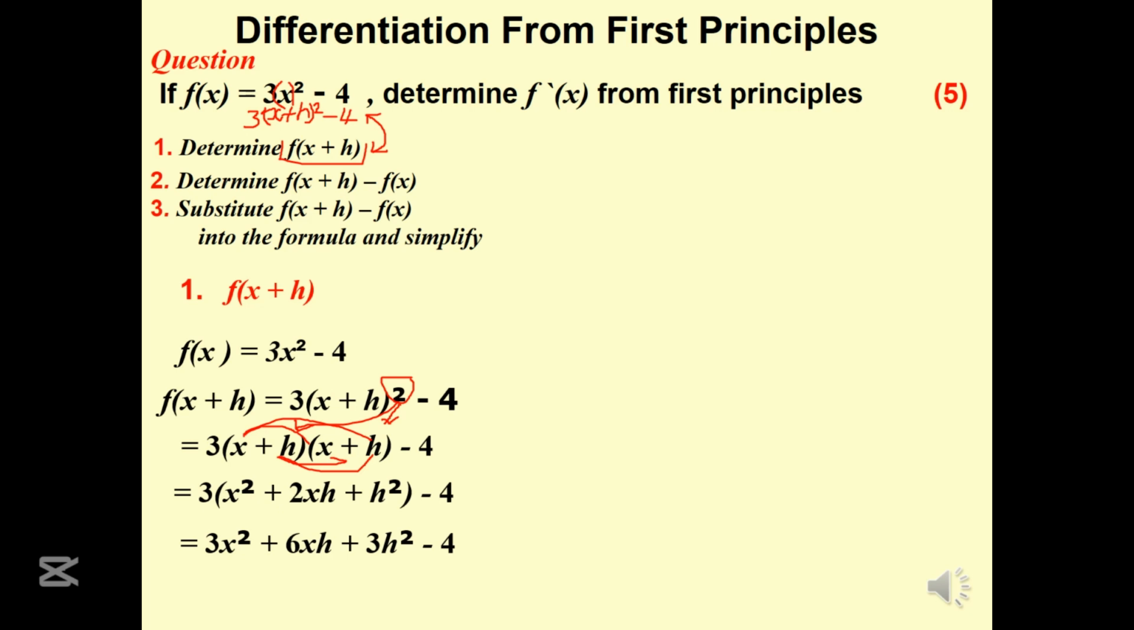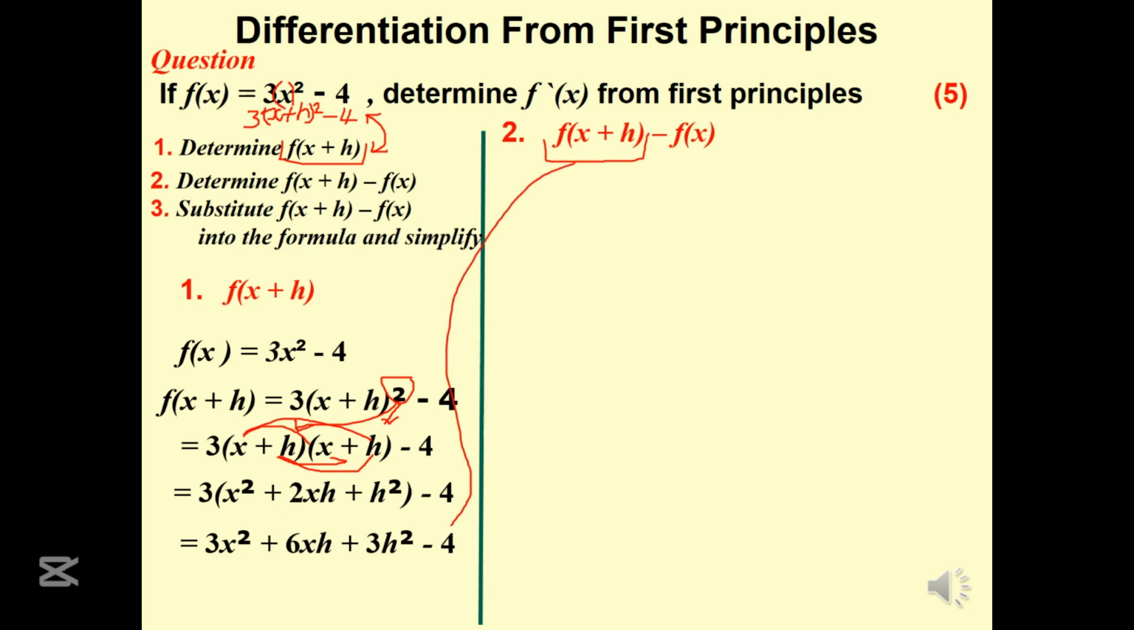You calculate the value of f of x plus h. Then the second one, we need to calculate the value of f of x plus h minus f of x. So notice that the f of x plus h, that is what we calculated in the first calculation. This whole expression that we got here is the value of f of x plus h. Then f of x is the original expression given. The f of x is equal to 3x squared minus 4. So that's what we are doing here.